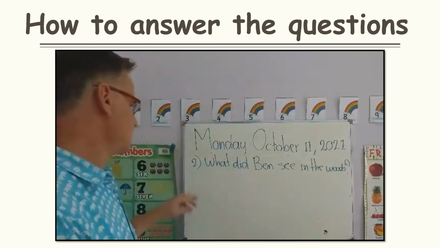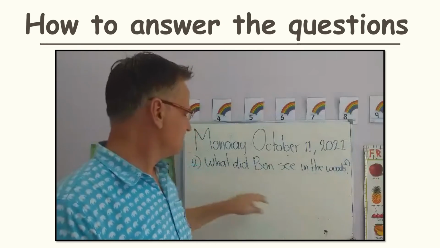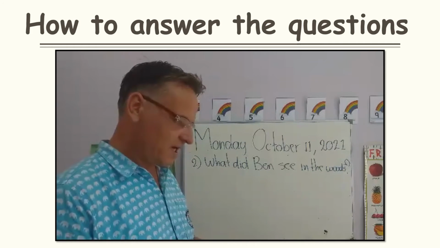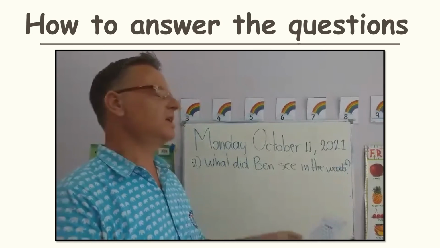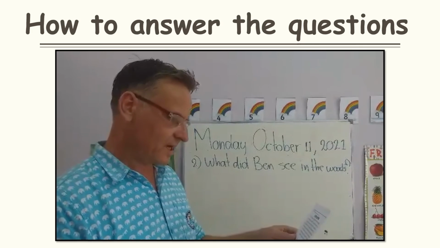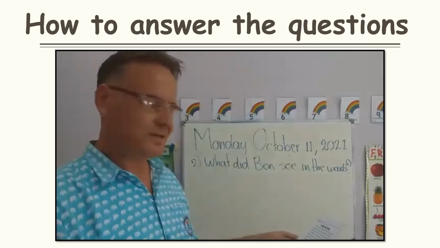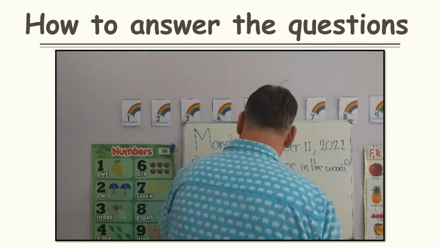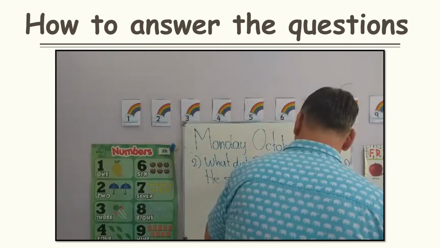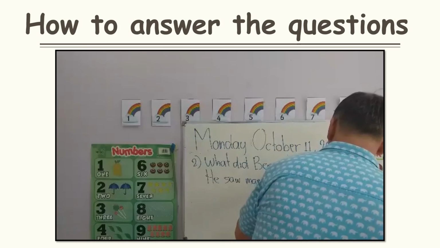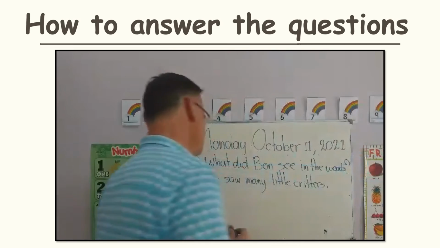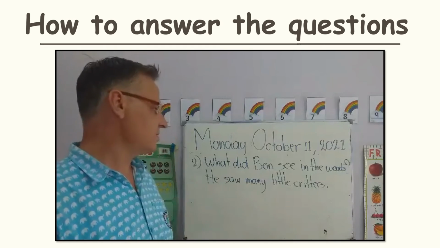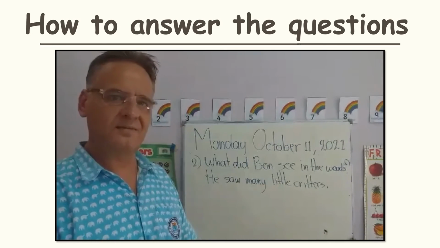Okay, question number 2. What did Ben see in the woods? Now, you can just read back in the story. Ben was excited to go outside. He went for a walk in the wood with his mom. He smelled the fresh, clean air. He saw lots of little critters like baby bunnies, deer, and butterflies. Now, there's your answer. What did Ben see in the woods? He saw many little critters. Okay answer. You can also write, he saw many little critters like baby bunnies and deer. But this is okay too, is a correct answer. He saw many little critters. Okay? Now, one more example.